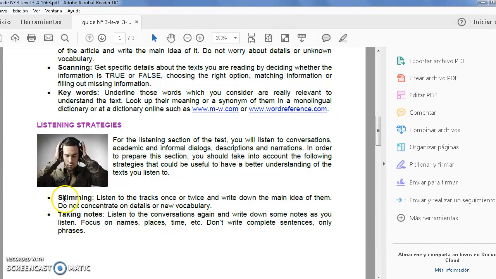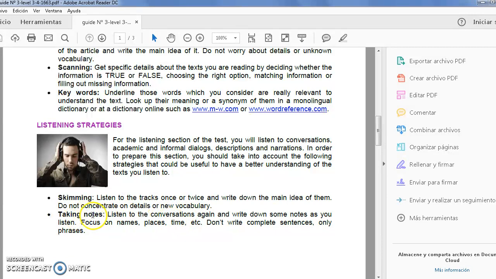Skimming, as I told you before, in this case you listen to get the main information, the topic. You listen to the tracks once or twice, and you take note. You write down the main idea of them. What is the main topic? Is it a conversation about people going shopping? Is it a conversation at school, or is it a history lecture, for example? Basically, what you get here is the main topic. You don't concentrate here on details or new vocabulary.